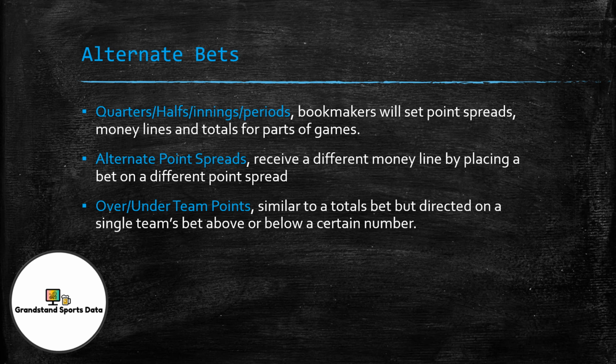Next would be alternate point spreads. Now this is receiving a different money line by placing a bet on a different point spread. You would see this a lot in hockey. In hockey, you can alter the point spread by betting a team in regulation instead of just the straight money line, where it would go into overtime.